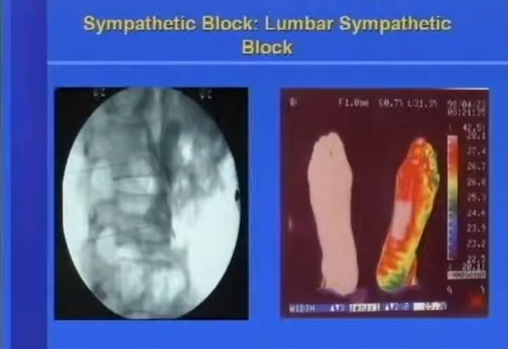This is done for patients who might have pain in the lower extremity, for example. And again, typically done under X-ray guidance. It's on the left demonstrating probably around L2, L3. This is the front, this is the back.